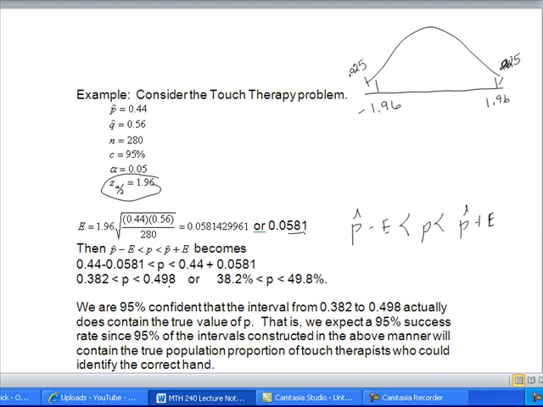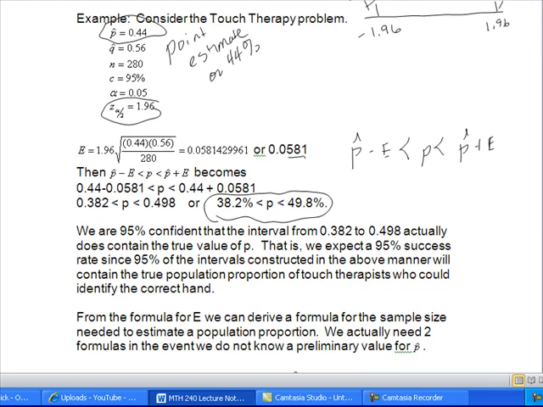So we're more likely to capture the actual population proportion by constructing the confidence interval than we were by a single point estimate. So what this means is that now we are 95% confident that the interval from 0.382 to 0.498 actually will contain the true value p. That is, we expect a 95% success rate since 95% of the intervals we construct in the above manner will contain the true population proportion of touch therapists who could identify the correct hand.